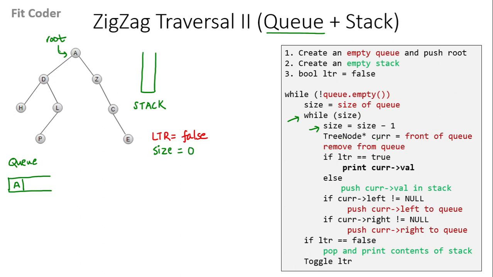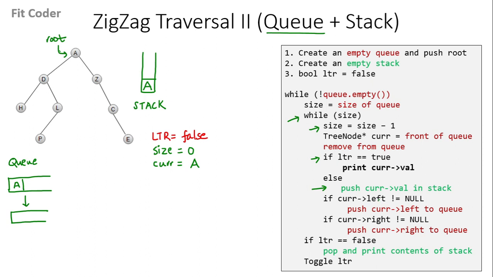Then we have this current variable which we initialize with front of the queue, and front of the queue is A. Then we remove from the queue, so the queue is now empty. Then we check if LTR is true, then we print. So LTR is false, we come in the else part, and we push the value of current in the stack. So current is A, so we push A in the stack.